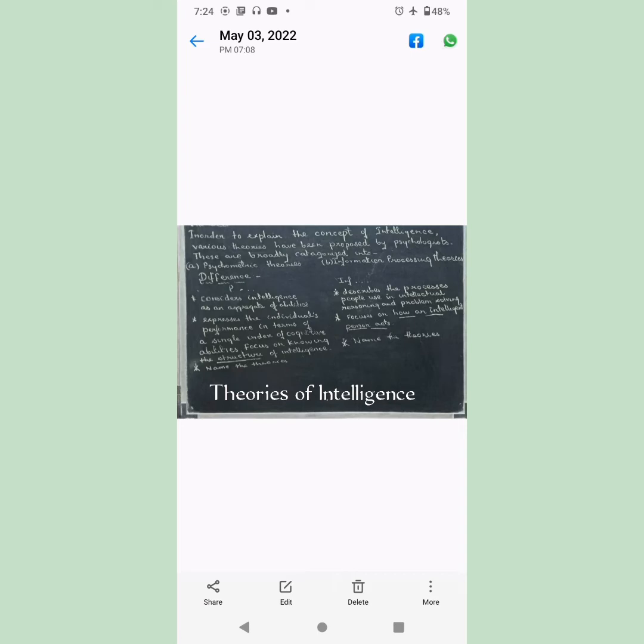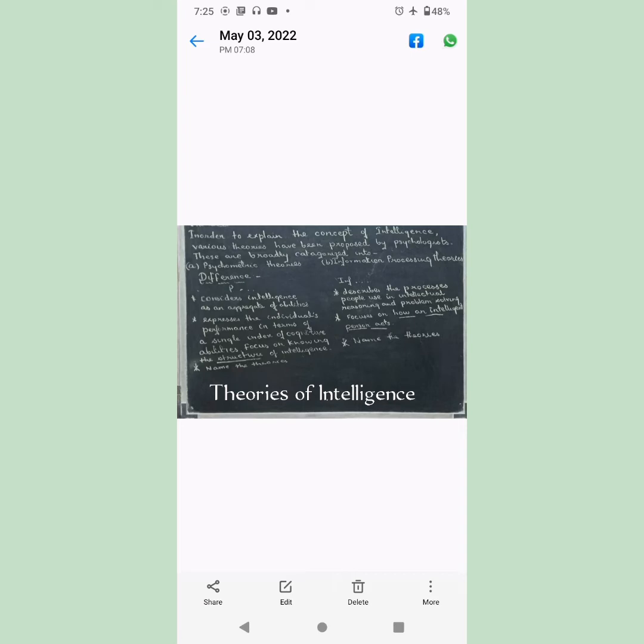These are broadly classified into two types. One is psychometric theory and the other is information processing theory. Now let's see what's the major difference between them. See, psychometric theories, children, focus on the structure of intelligence. What is intelligence made up of? They also consider intelligence as an aggregate, that is, a sum of abilities.